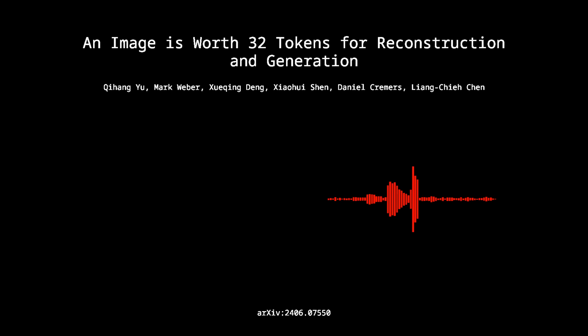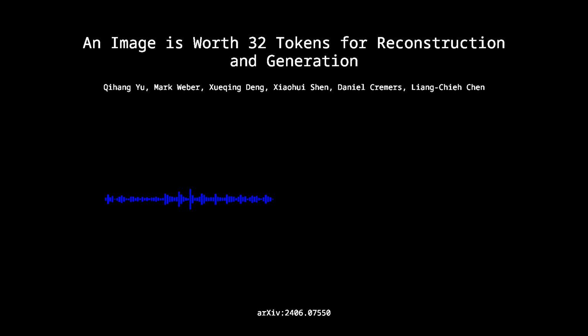So TiTok needs the best of both worlds. The compression benefits and semantic richness of a 1D sequence, but also the ability to retain enough low-level detail for high-quality reconstruction and generation, all within that tiny 32-token budget. That's the tightrope they have to walk.